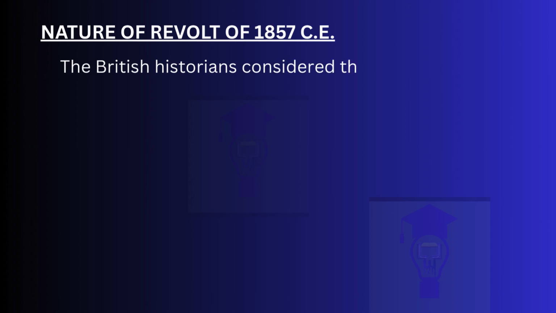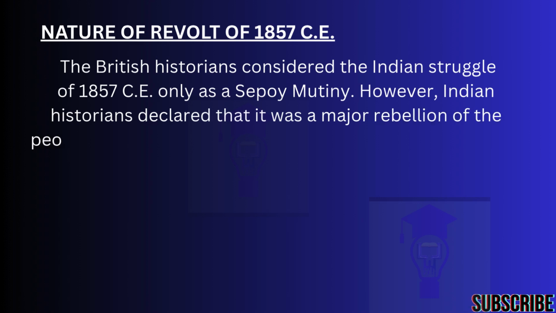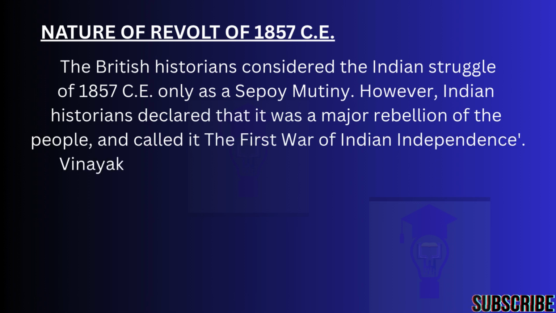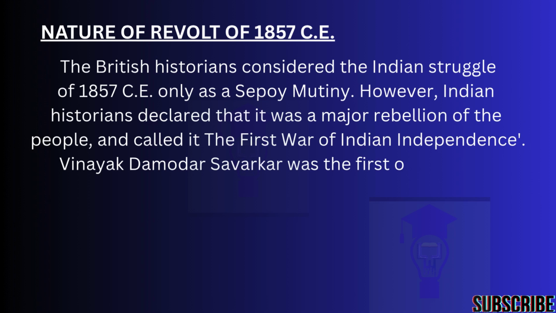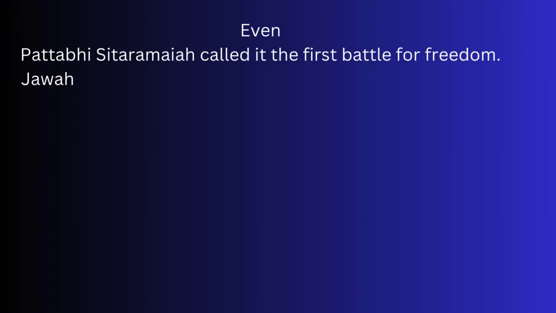Nature of the Revolt of 1857 CE. The British historians considered the Indian struggle of 1857 CE only as a sepoy mutiny. However, Indian historians declared that it was a major rebellion of the people and called it the First War of Indian Independence. Vinayak Damodar Savarkar was the first one to refer to the struggle as the First War of Independence. Even Pattabhi Sitaramaiah called it the first battle for freedom.